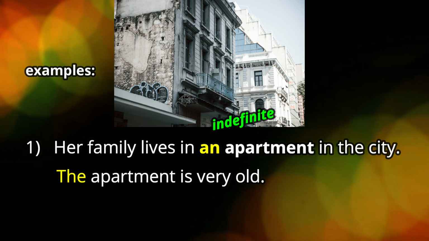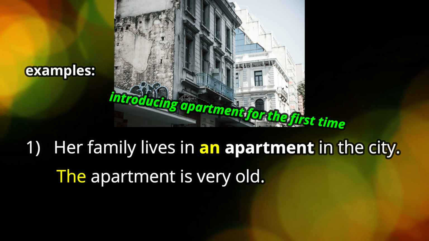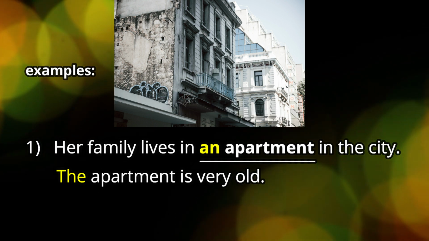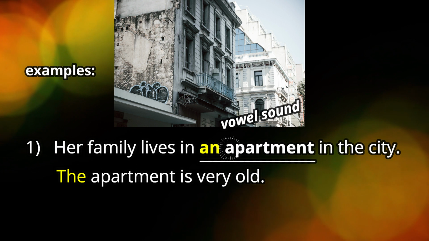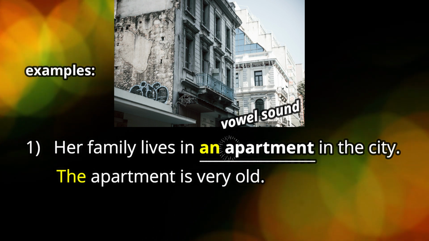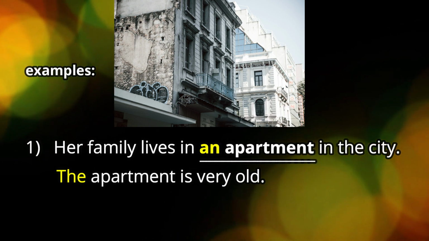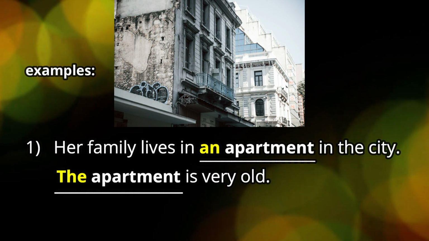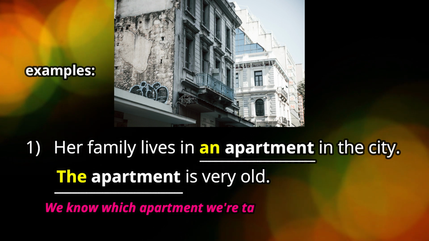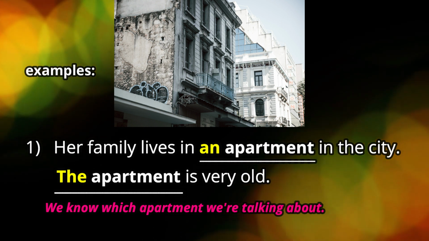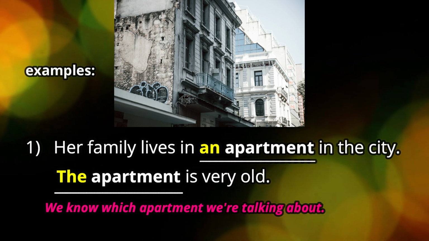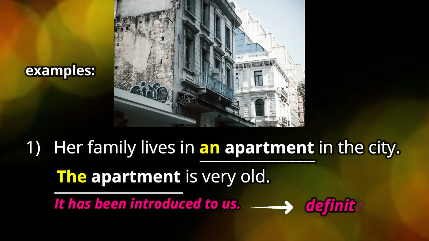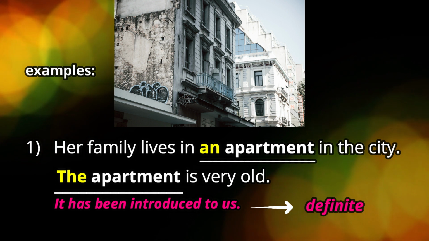And because we're introducing apartment for the first time, we use an because it's before a vowel sound, right? Apartment. And you can see in the second sentence, the apartment is very old. Now we know which apartment we're talking about. So it's known to us. It has been introduced. So we use the definite article the.